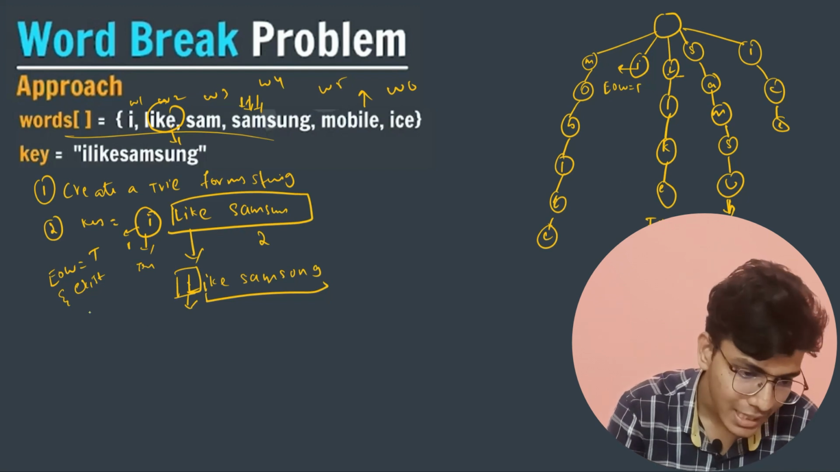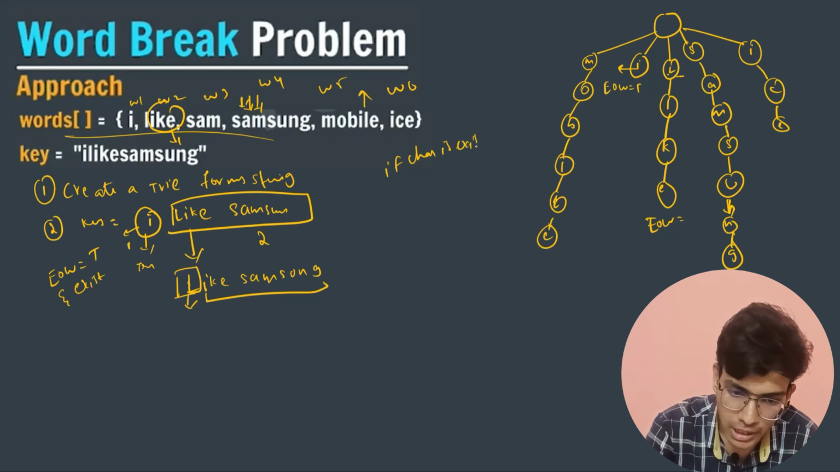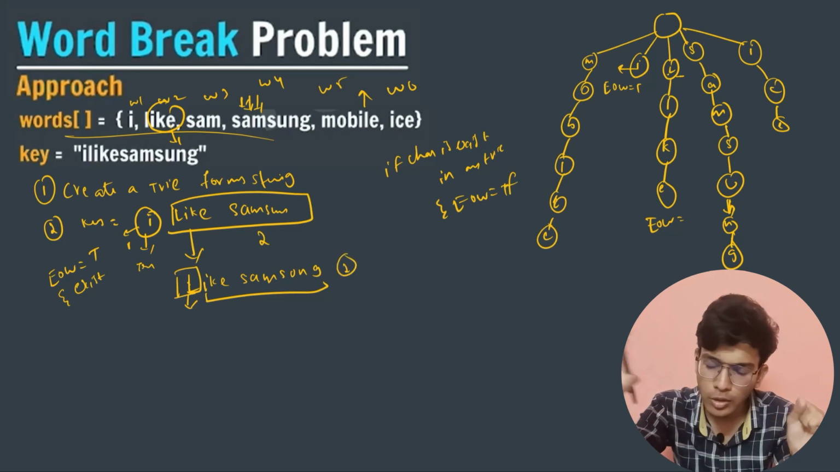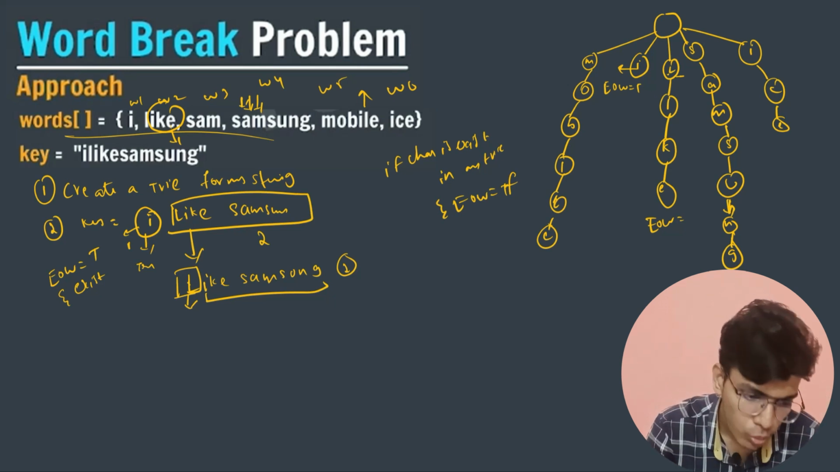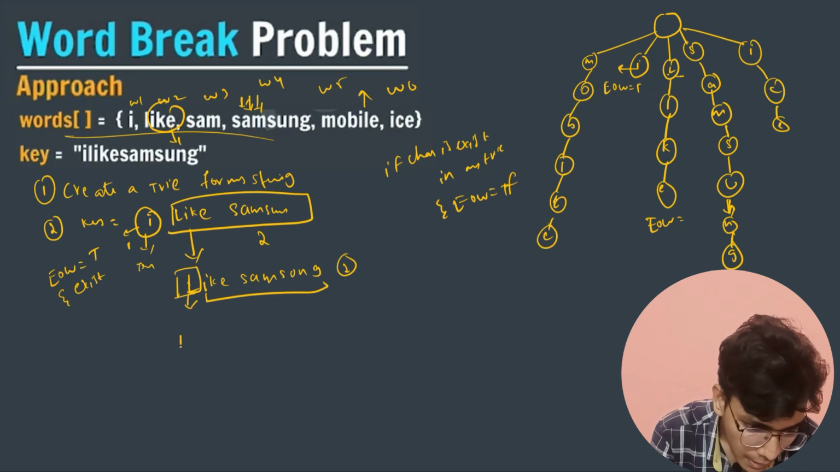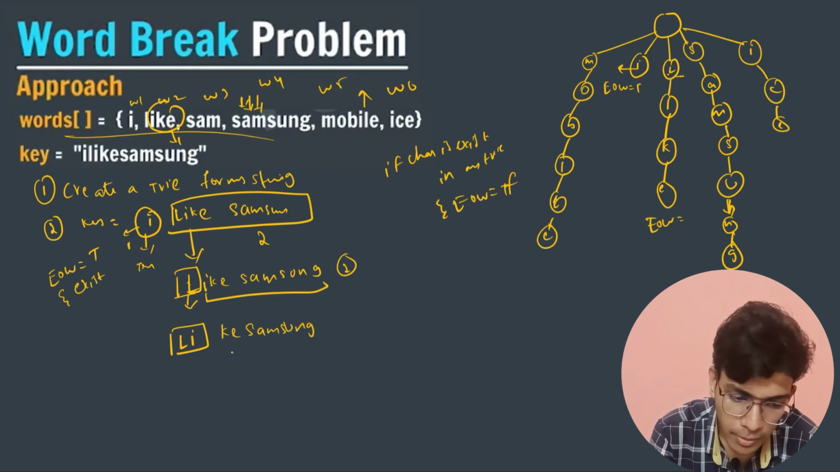So if that particular character is existing in my trie and end of word is false, then I will take the next character. This is my part 2, right? In the second part, I will take the next character and add it to part 1. So I will recursively take the next element, LI, and this will become my part 1, and KESAMSUNG will become my part 2.